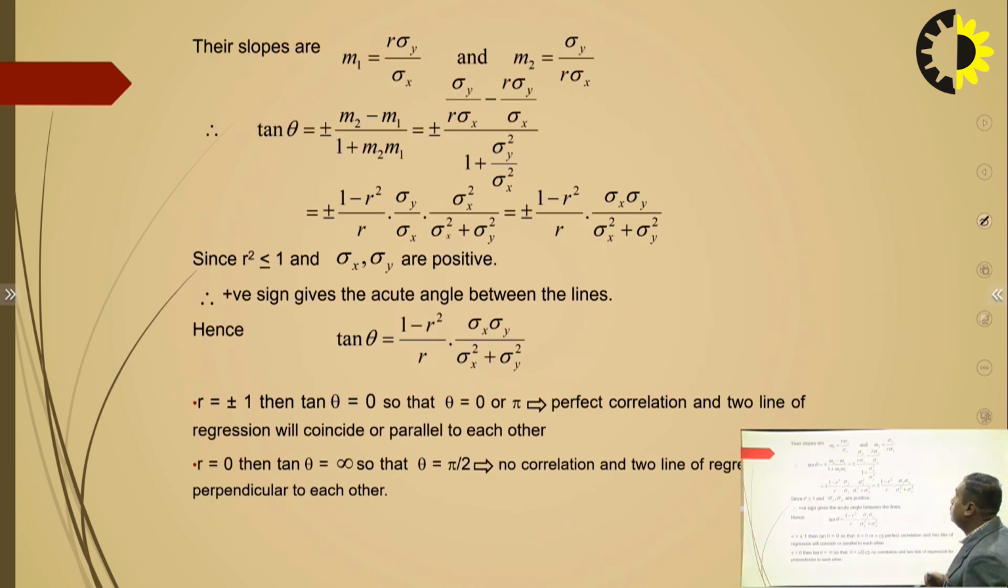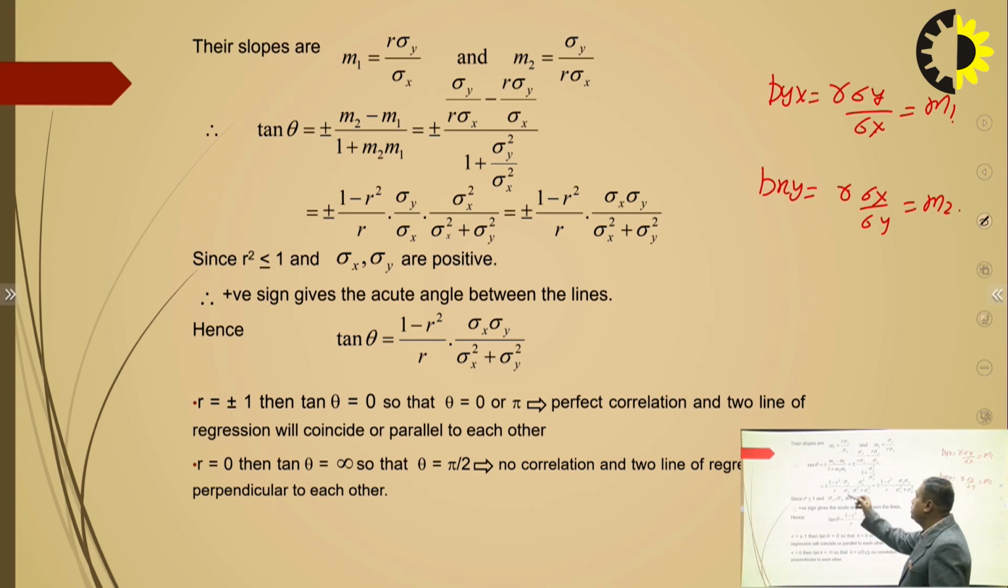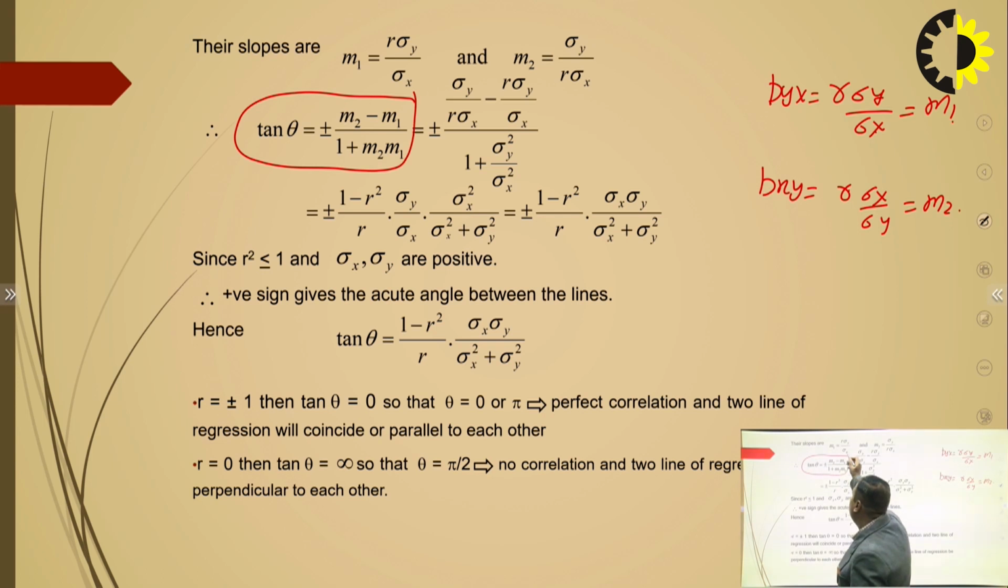Now let us take the slope between them. Byx is denoted by r sigma y upon sigma x, let us call it m1. Similarly, bxy is equal to r sigma x upon sigma y, and that is called m2. Then we have to establish the relation between them. Tan theta is equal to plus or minus (m2 minus m1) upon (1 plus m1 m2). That is the relation between the slopes.